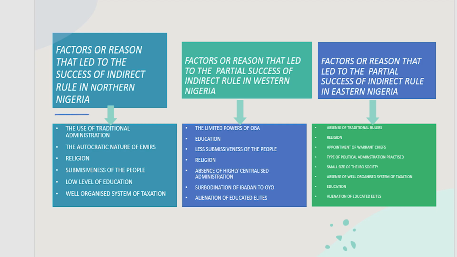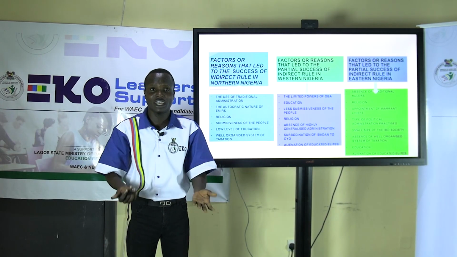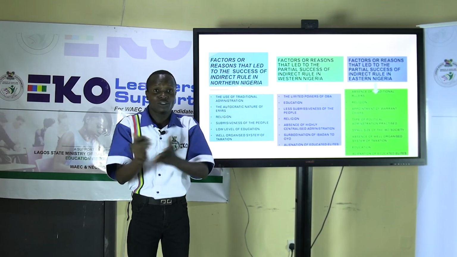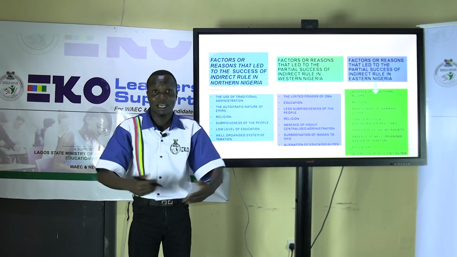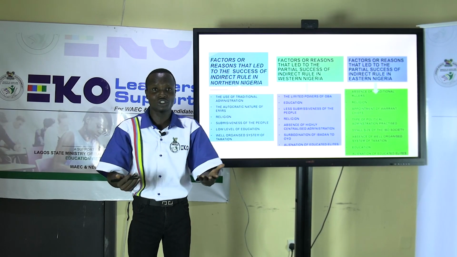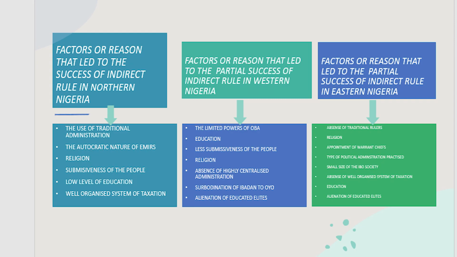Four, religion. Western Nigeria has different religions. We have Christianity, we have Islam, we have traditional religion. Christianity as a religion practices democracy, whereby you can challenge and ask questions on any rule, which makes it partially successful. These are other examples of the partial success of indirect rule in Western Nigeria.